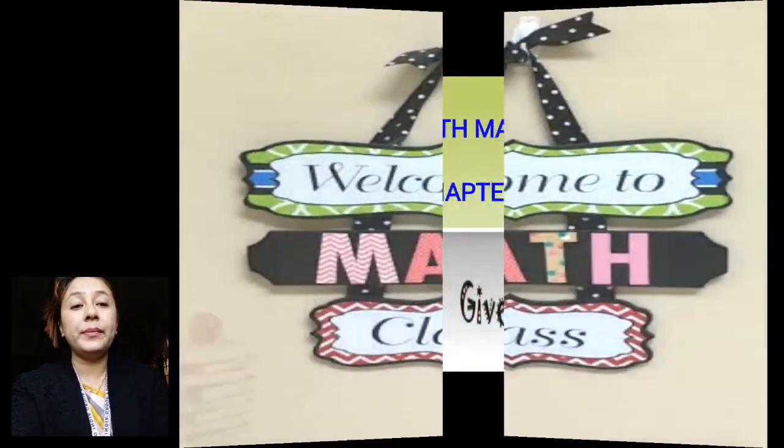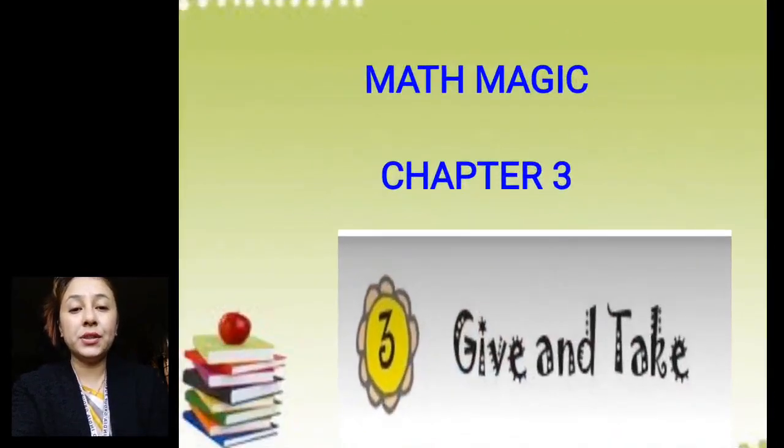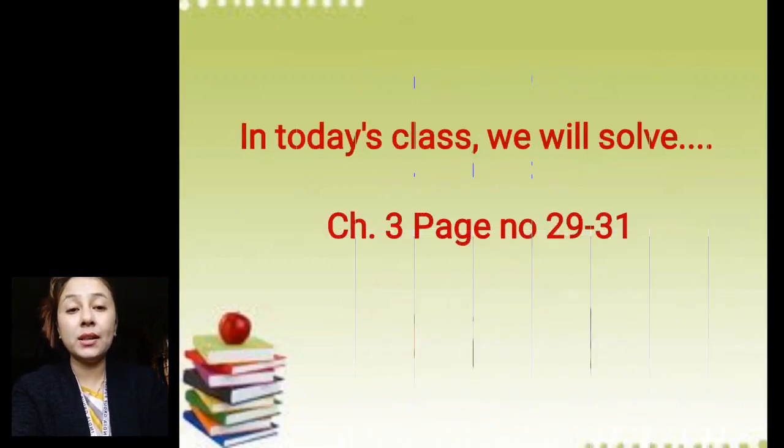So children, we are starting today chapter 3 from Math Magic. We have completed chapter 2 in the last class of Math Magic. So in today's class we will start chapter 3. The name of the chapter is Give and Take. Let us see what we are going to do in today's class. We will solve page number 29, 30 and 31 from chapter 3.